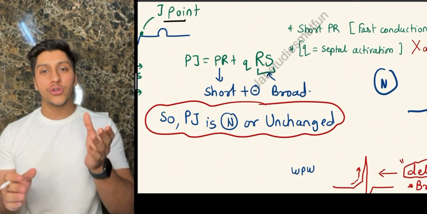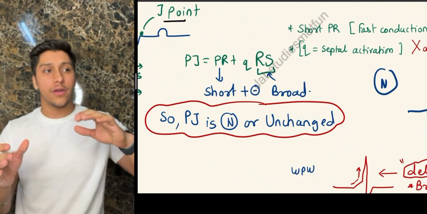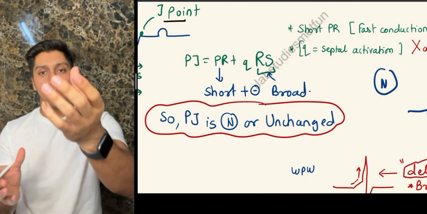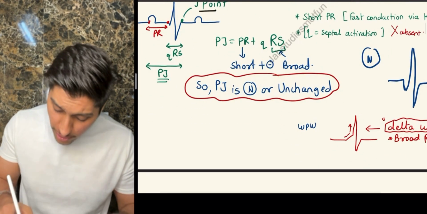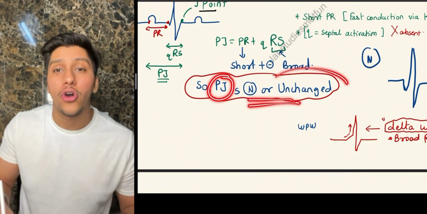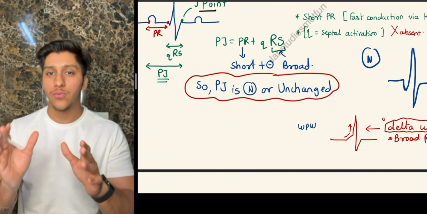So if one is going to get long, the other one is going to get short. I'm trying to explain in one way. If someone had two apples, I gave you one and I have one, at the end it is equal. Alright, so in that way, PJ interval is going to be normal or unchanged because one thing reduced, on the other hand, the other thing increased. That is what I'm trying to say.